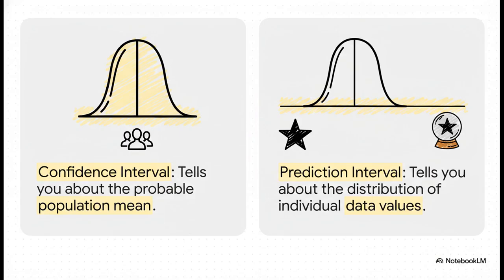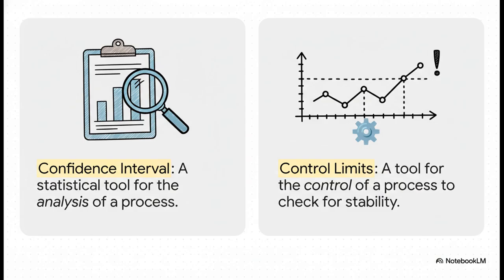Big difference. And second, please don't mix up confidence intervals with control limits. You see control limits all the time on those charts in factories or operations. They're for monitoring a process right now in real time to see if everything's running smoothly. A confidence interval is for looking back at data you've already collected. It's a tool for analysis. So one is for keeping a process on track, the other is for understanding your data. They're just different tools for completely different jobs.